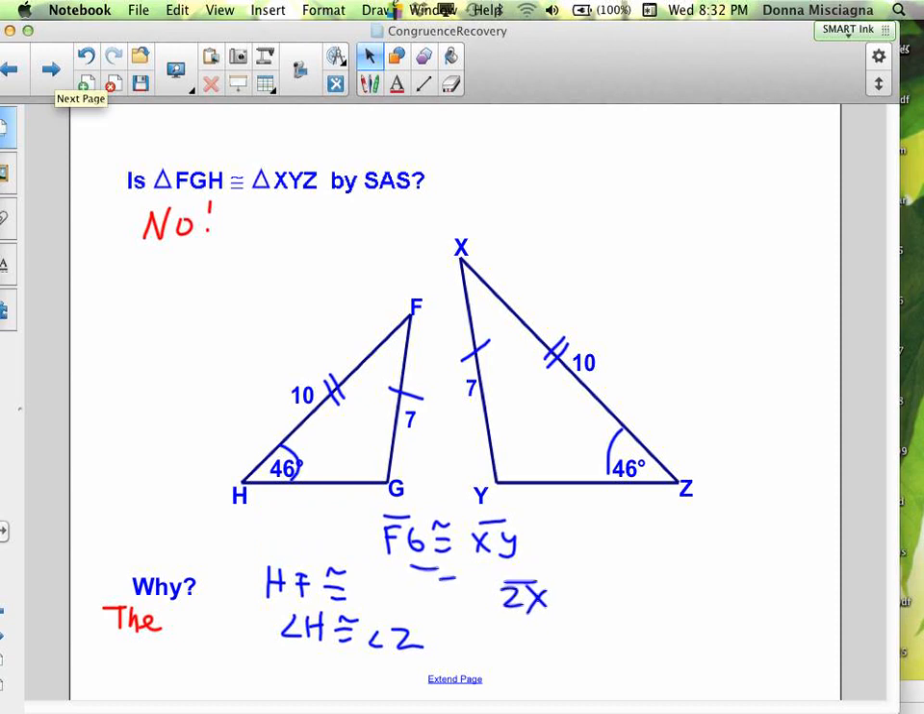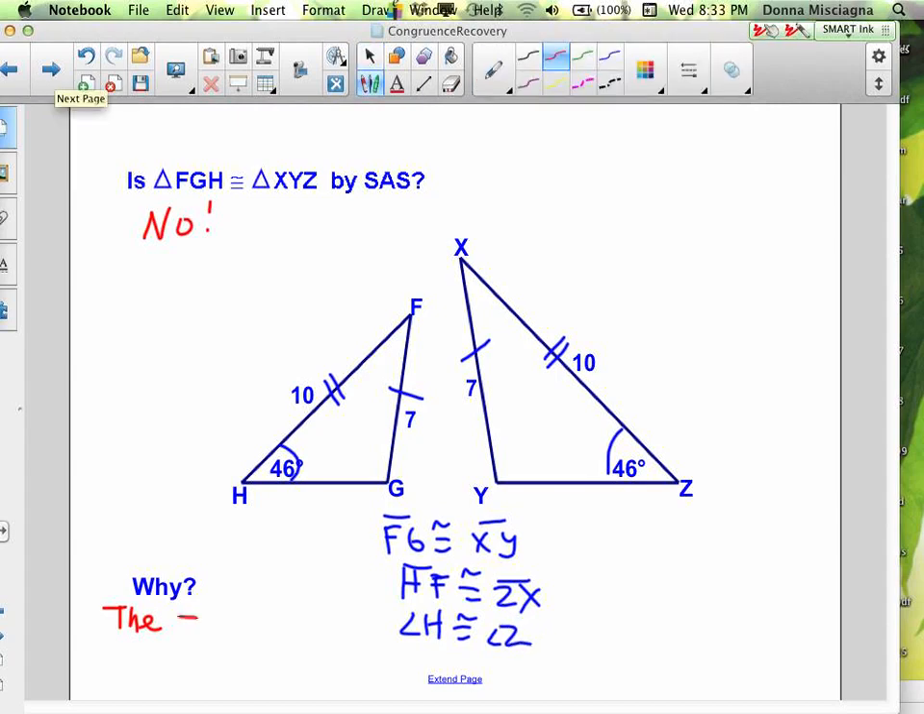I'm going to move these over a little bit. And boy, is that moving in pieces. I think it goes like that. And oops, the Z didn't move along. There we go. All right, so the congruent angle is not the included angle.